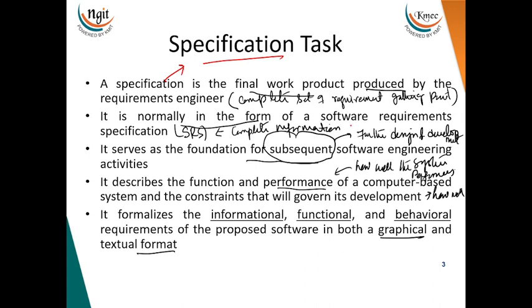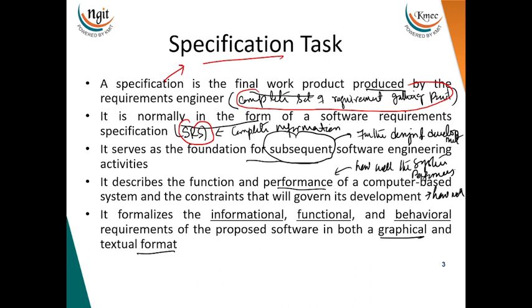It is the complete set of requirements which is required. It is formally in the form of a software requirement specification. I just told you a complete specification task, that is SRS. It is normally in the form of a software requirement specification, SRS. Complete information of what the software is, what its parts are, and all the requirements are specified. All the subtopics are also specified.